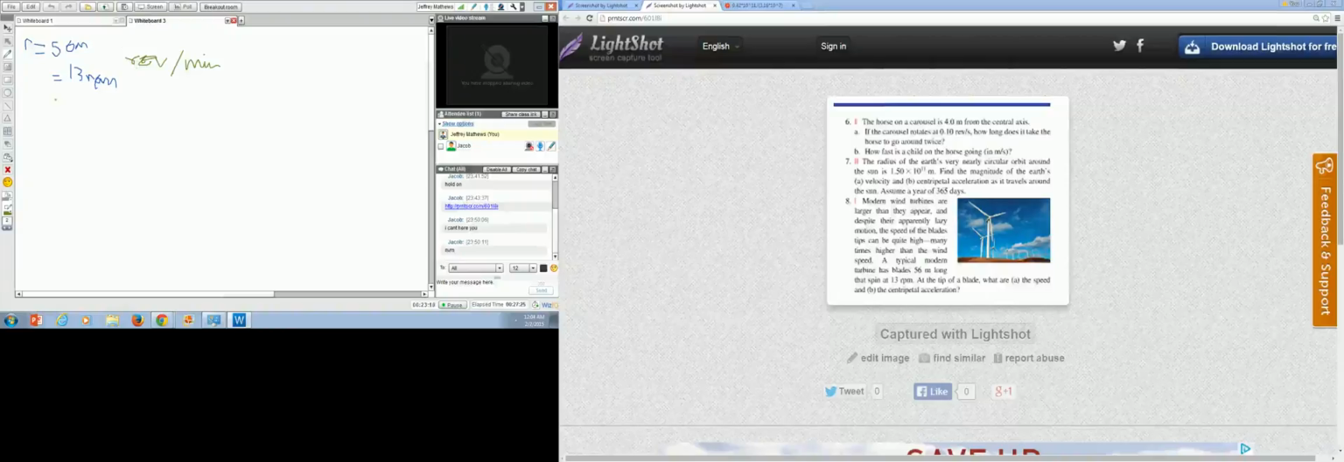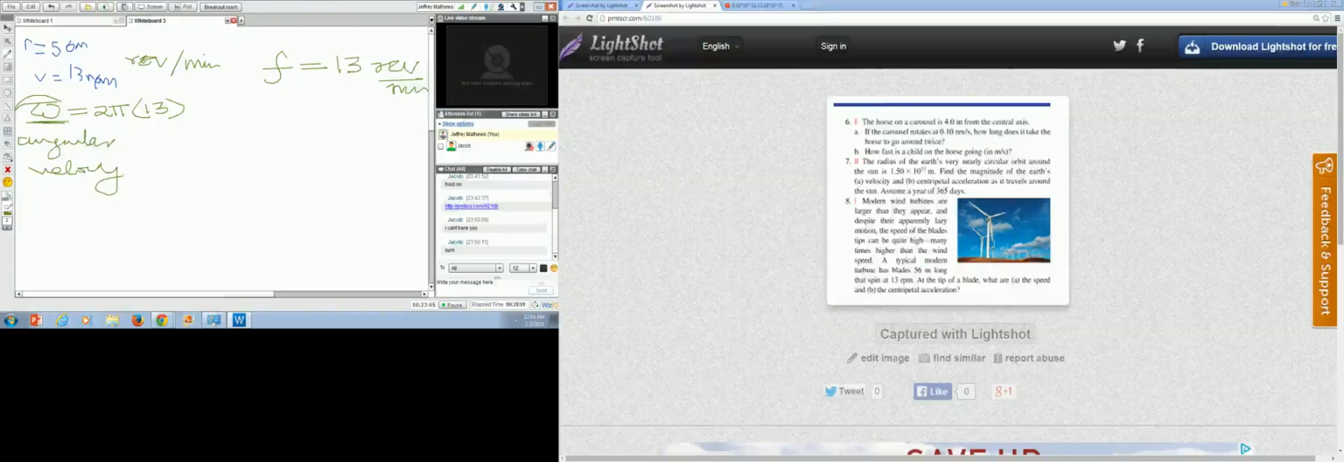What we did in the last question is we did W. It's angular velocity. This is frequency. Frequency is 13, that means it's turning 13 times per minute. So you need to convert it from frequency to omega. And how do you make omega? Which is its angular velocity.